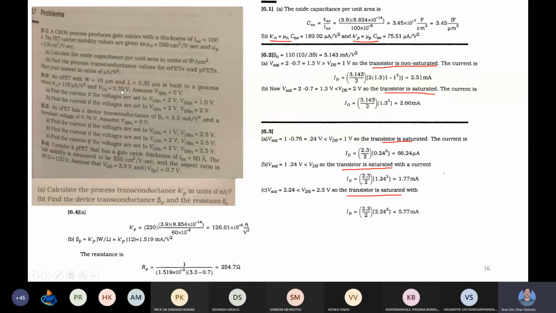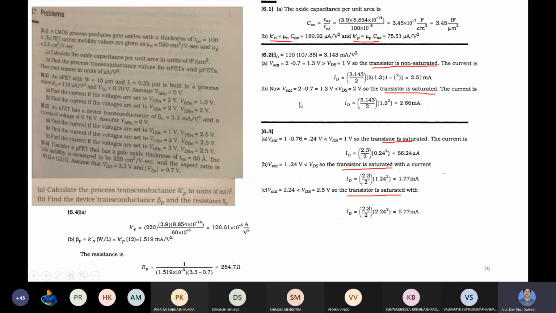Its threshold voltage is 0.7. So saturation voltage is VGS minus VT, which means 2 minus 0.7. Here 2 minus 0.7 comes to 1.3 volt. And in this case the VDS value is 1 volt only. So what decides it is that the saturation voltage is more than VDS, which means it is still in the linear region, non-saturated. So the non-saturated equation can be applied and you can calculate.